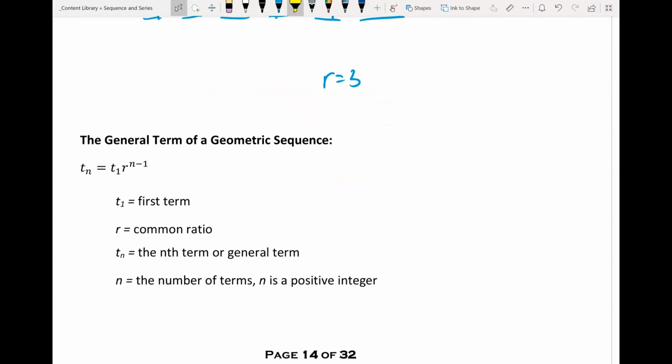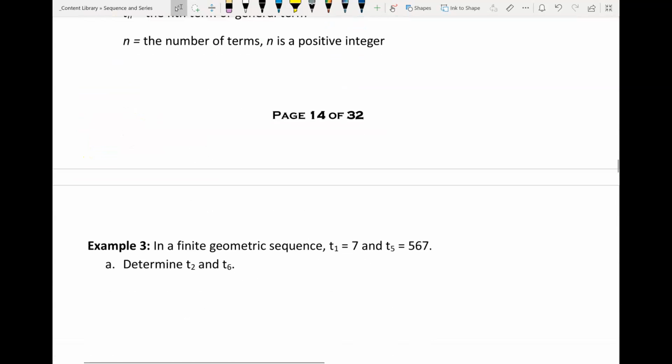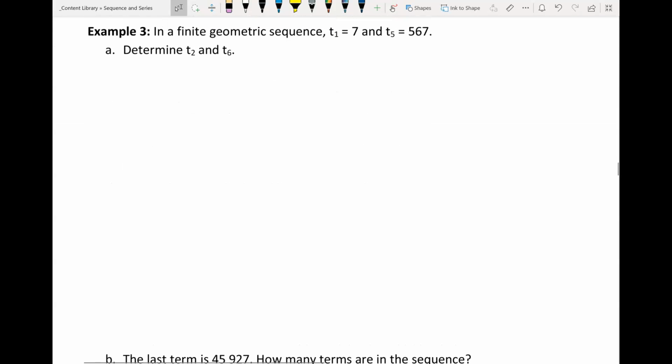So here is the general term of a geometric sequence. We're going to use this formula. T1 is the first term, R is your common ratio, Tn is the nth term or general term, and n is the number of terms, where n is a positive integer. So let's use this to look at other examples.